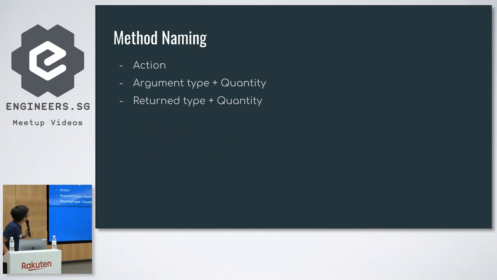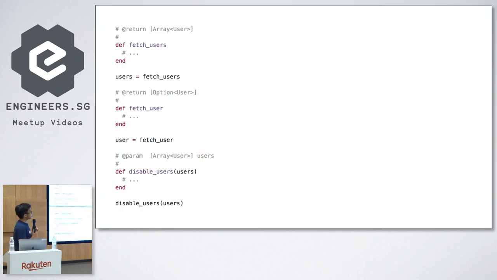Okay, method naming. A method name is pretty much the only way you can know what that method does. It's supposed to have an action. It's supposed to imply argument types and quantities. It's supposed to imply the return type and quantity. For example, fetch_users implies that it's supposed to return an array of users. fetch_user is supposed to return a single user object.